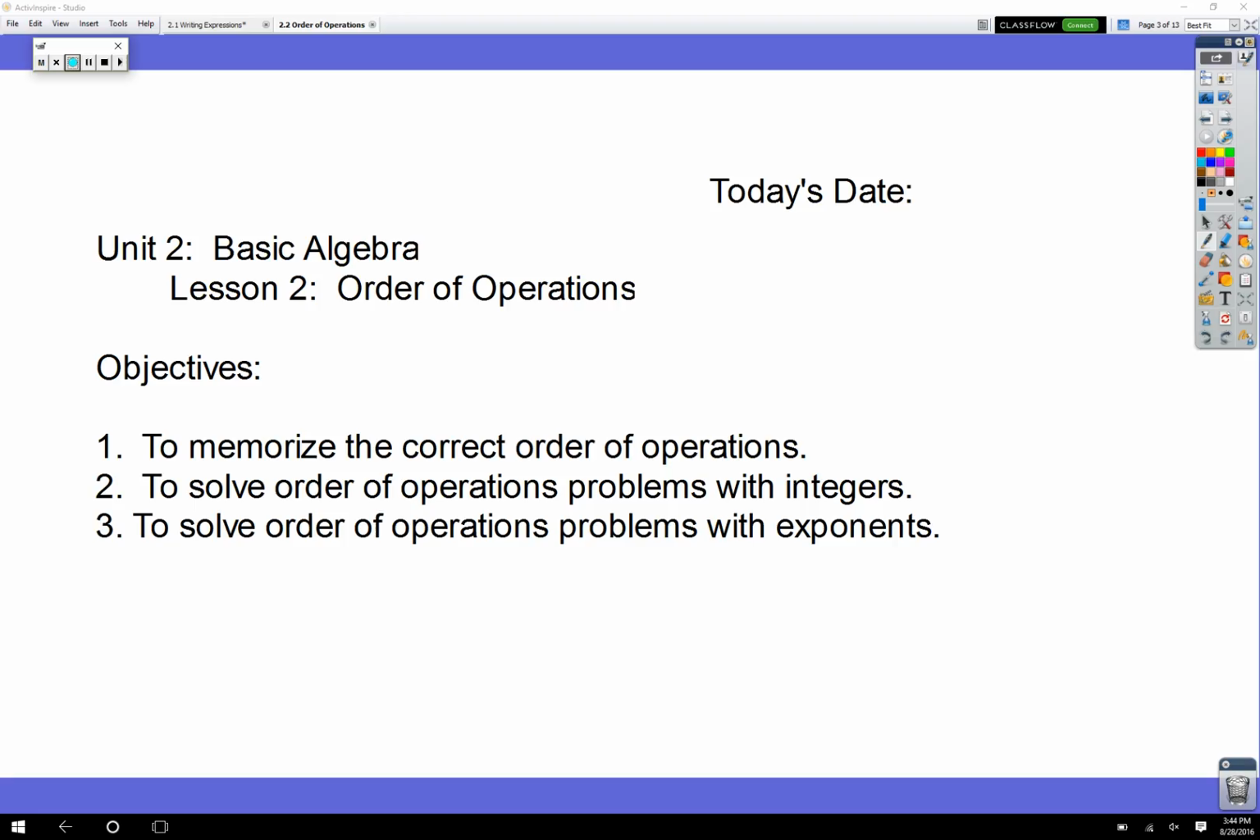Okay, today's lesson is also from the basic algebra unit. You should previously have watched writing expressions, which was lesson 1. This is lesson 2, order of operations, and should be a review of things that you have learned previously.